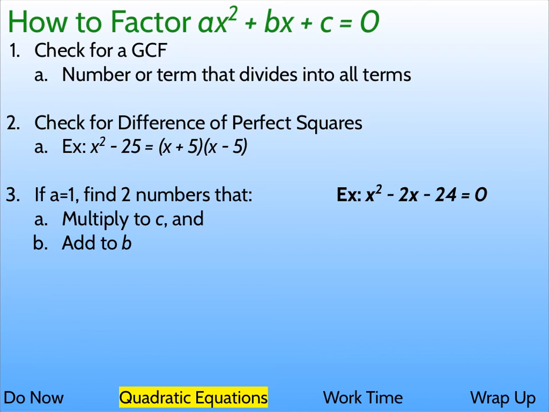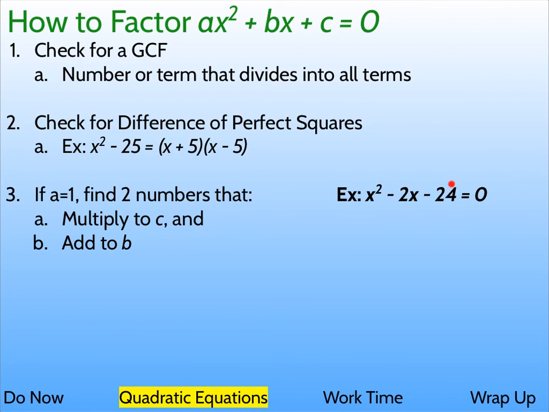So when factoring, because a lot of these things that we're going to get in our class are going to be factorable, the first thing you want to do is check for a greatest common factor. So see if there's any number or term that's in all of the terms that divides out evenly. So let's look at this example right here. We have x squared, we have negative 2x, we have negative 24.